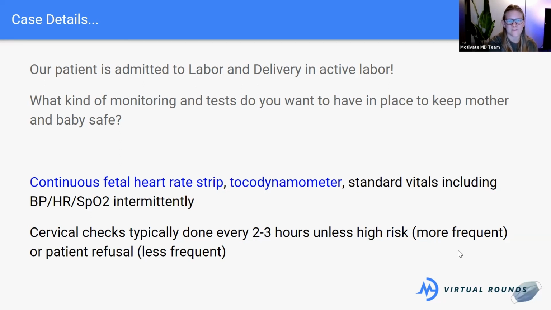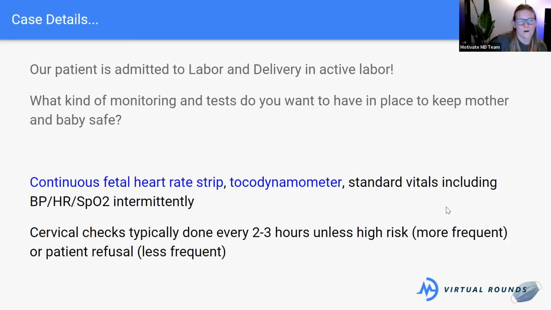So a lot of labor and delivery is balancing patient desires, their birth plan, and their intentions for their labor process, with making sure that you're still taking care of them, putting their best interests in mind, and making sure that they're safe.